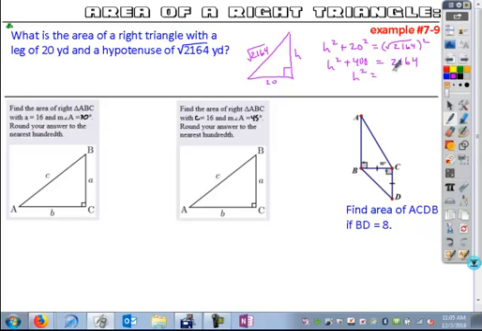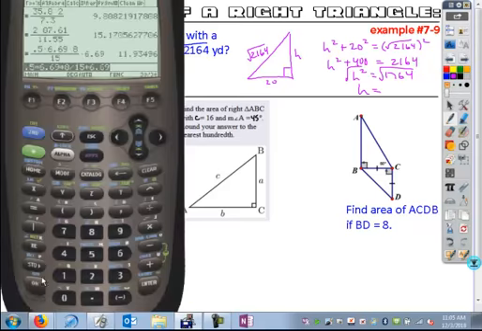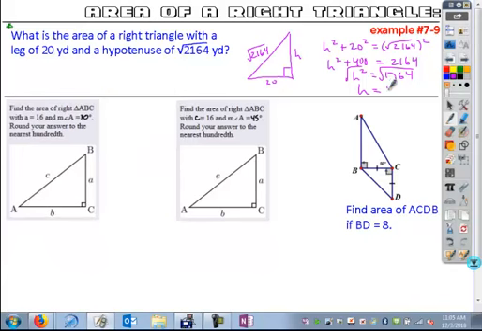Subtract 400 from both sides gives me 1764. Extract my square root. And when I do that, I get the square root of 1764, and that is 42. So there is my height.